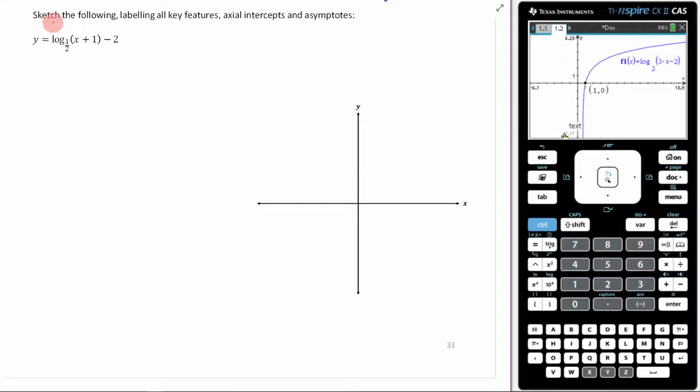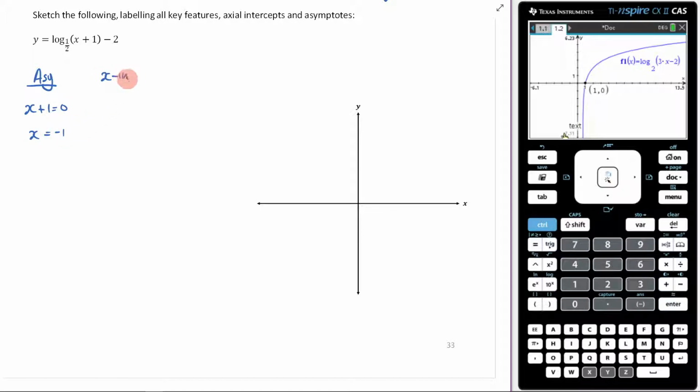Okay, so here it says we need to sketch the following, labeling all key features, axial intercepts, and asymptotes. y is equal to log base a half of (x plus 1), minus 2. Let's begin with the easy stuff. What's the asymptote? The asymptote is going to be when x plus 1 is equal to 0. That means it's going to be x is equal to negative 1.